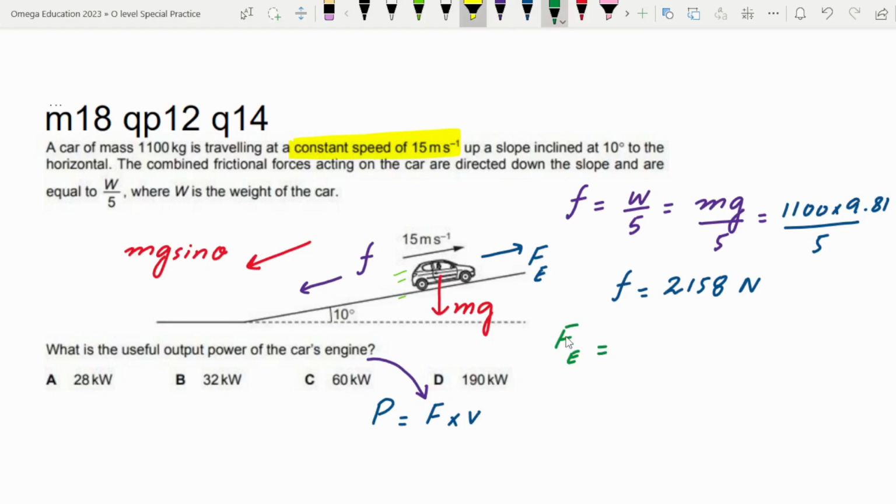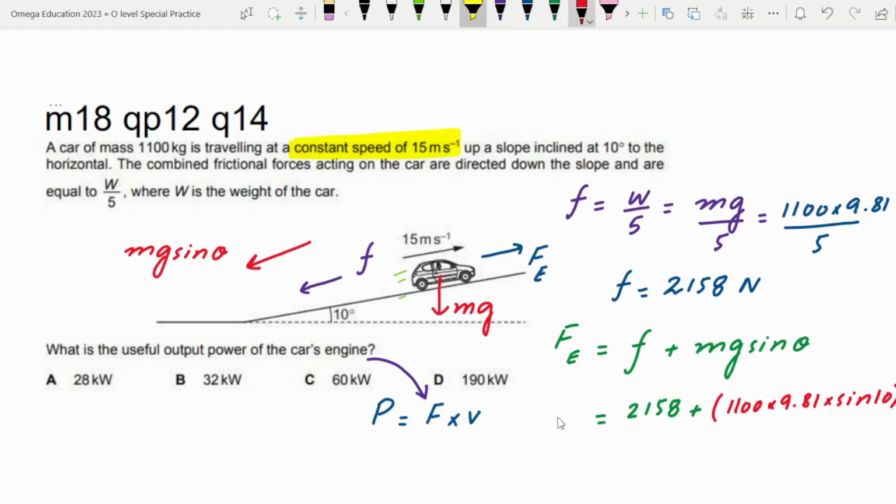What is going to be the sum of the backward forces? This thing, F, the friction force, plus mg sine theta, because both of them are backward. Now we can insert the values. 2158 plus, we can calculate mg sine theta. So this one would be 1100 times 9.81 times sine 10. Can you hit it on the calculator real fast? That is the force that the engine has to supply to make the vehicle move with a constant speed.